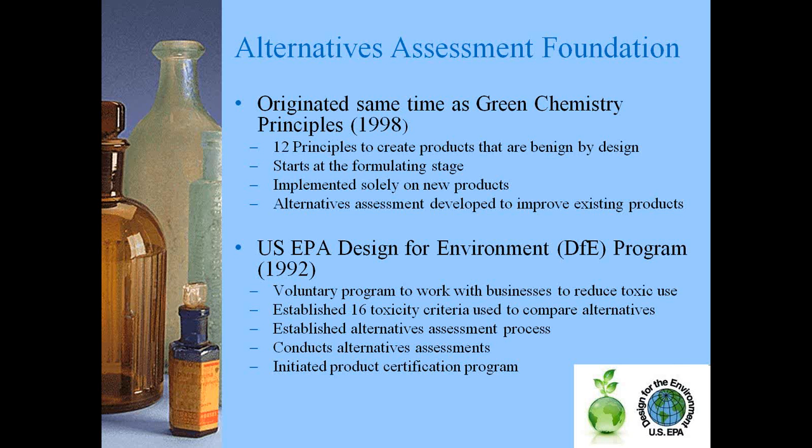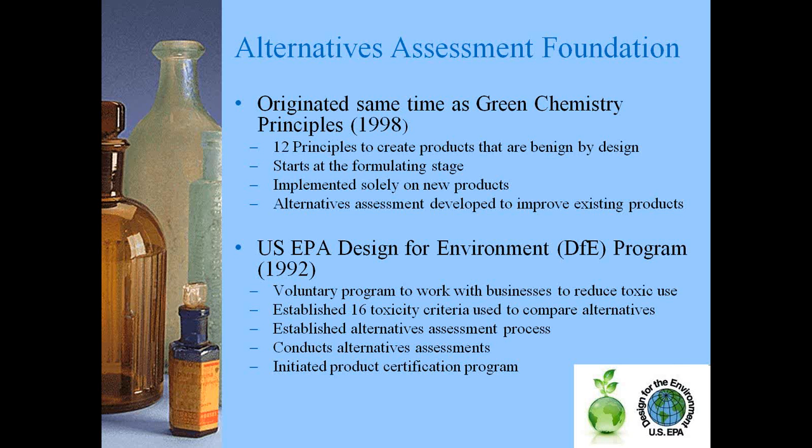The trouble with it, or one limitation, is that there's a lot of products out there that are already being used. So there was a slightly different process needed to deal with existing products. If you're designing a brand new product, green chemistry is the way to go. But if you're dealing with an existing product and you want to make changes, alternative assessment is the process that was used to address the issue of elimination of toxic chemicals. It was primarily based on work that was done by EPA's Design for the Environment program. They have a voluntary program, and they established 16 toxicity criteria that are used to evaluate alternatives. And they basically established the alternative assessment process.